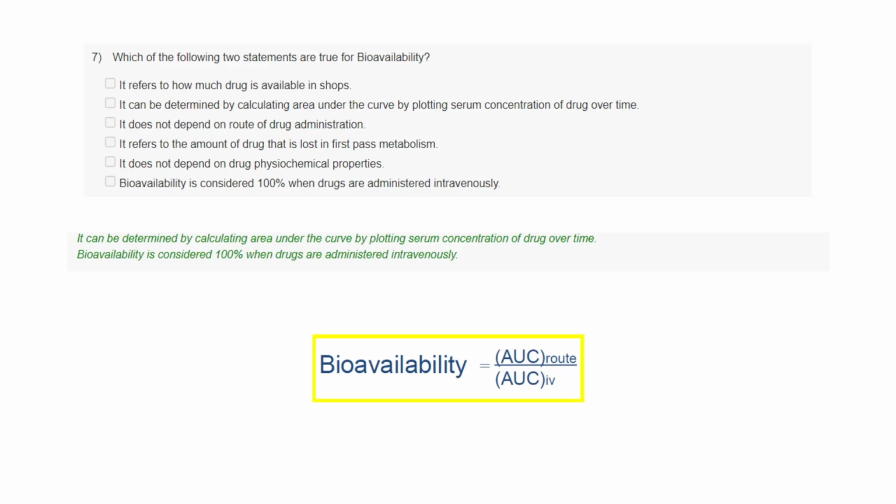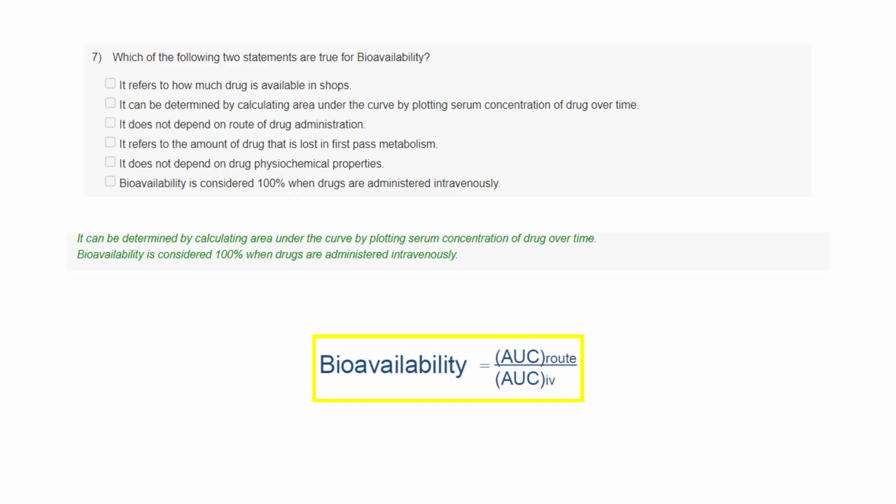So the concept of bioavailability, as we already discussed, essentially deals with how much amount of drug is available at the particular site for its therapeutic effect. Let's go over the options one by one to make it more clear. First option is it refers to how much drug is available in chaos, which is definitely not true. Next is it can be determined by calculating area under the curve by plotting the serum concentration of drug over time, which we saw in the previous question. We had a graph which was area under the curve for the serum concentrations versus time. So that's how we calculate bioavailability.